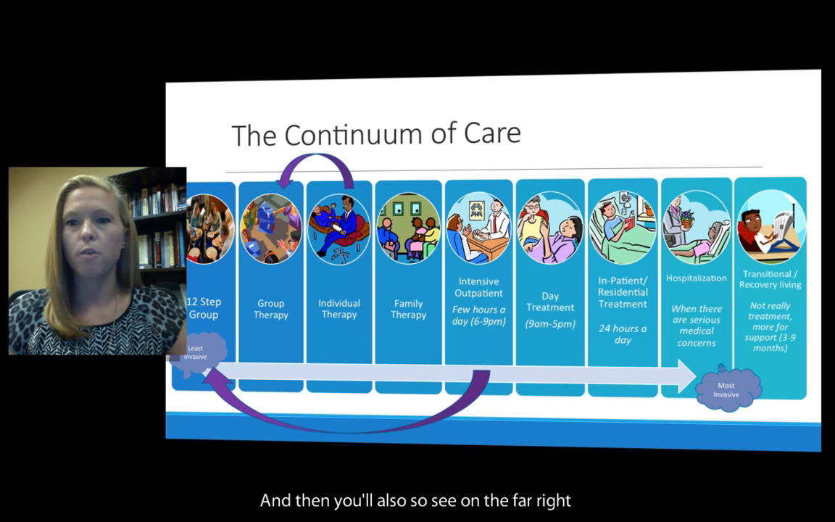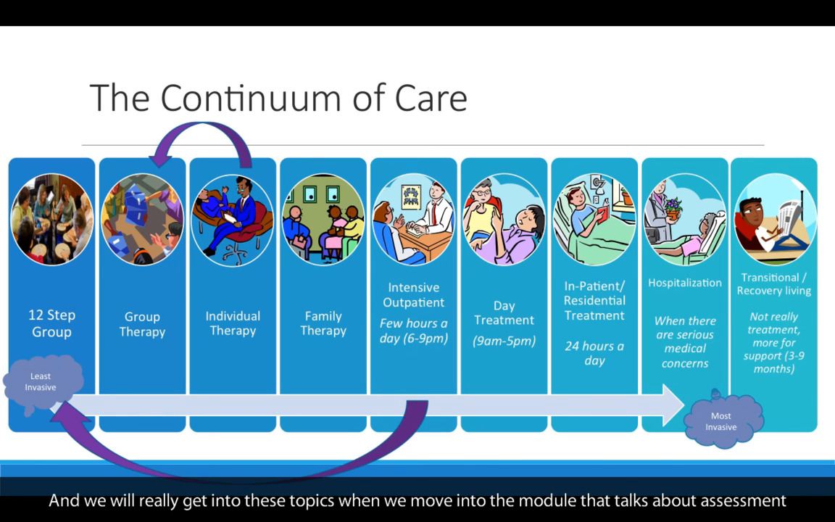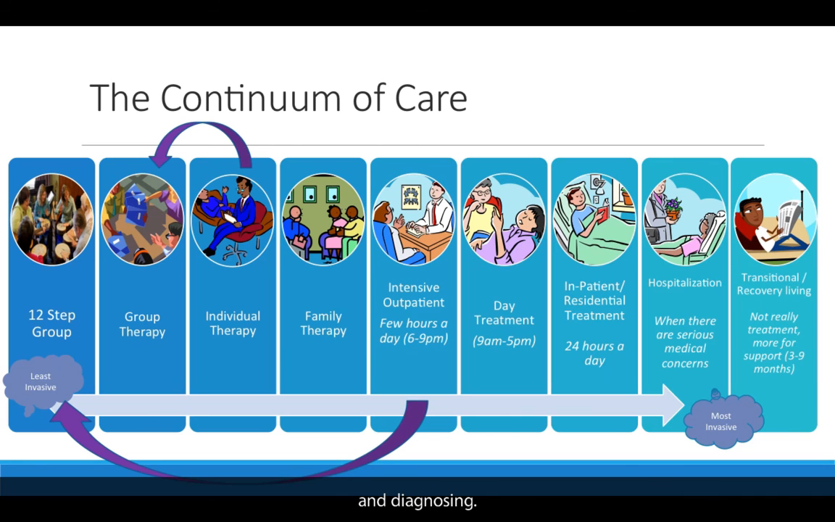And then you'll also see on the far right, transitional or recovery living. Although this isn't a type of treatment that we may be considering, when the individual is moving from inpatient or being hospitalized, we may consider offering transitional or recovery living, sober living houses for individuals that need a step down after leaving an inpatient service to really be in a supportive environment. So this semester, we will be talking about how we make this decision, what kind of factors come into play, how do we decide what level of care is best for the client, and we'll really get into some of these topic areas when we move into the module that talks about assessment and diagnosing.